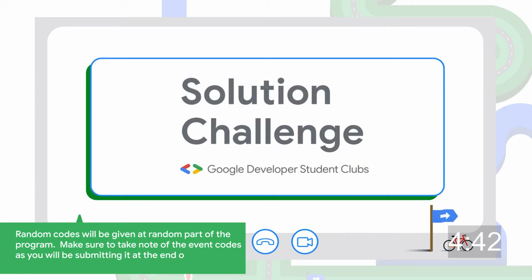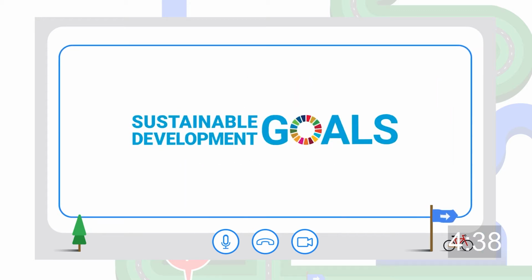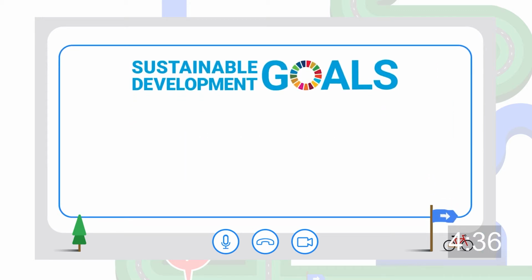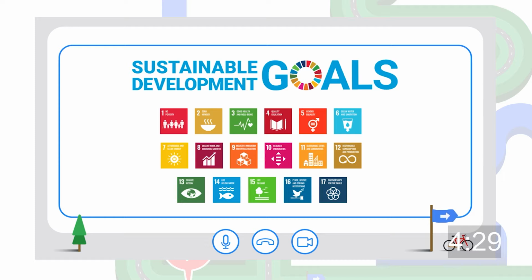Welcome to the Google Developer Student Club's 2021 Solution Challenge. The mission of this challenge is to use Google technology to solve for one of the United Nations' 17 Sustainable Development Goals, aiming to end poverty, ensure prosperity, and protect the planet.